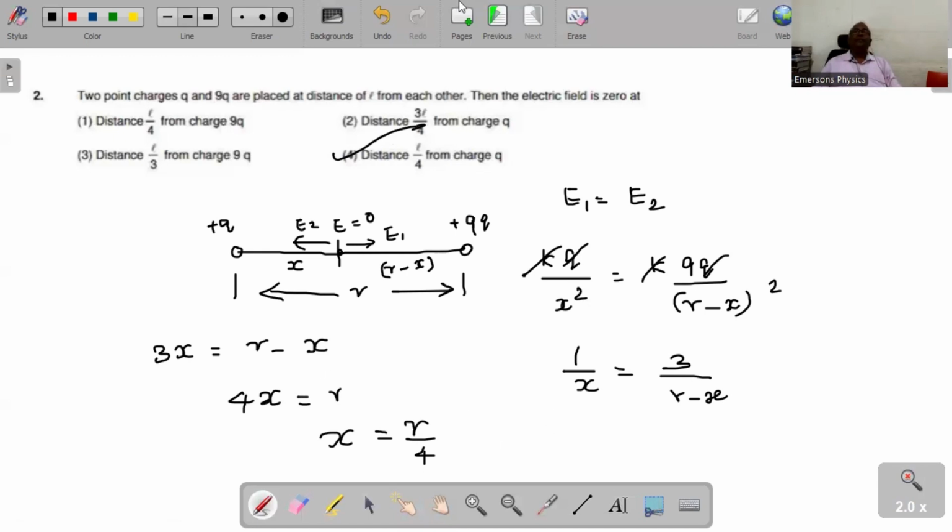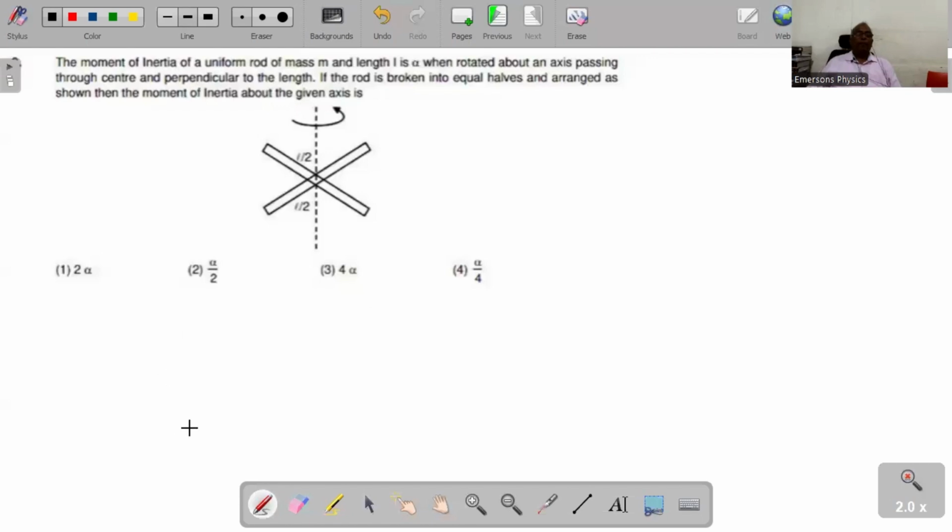We'll go to the next question. In the question, the moment of inertia of a uniform rod of mass m and length L is alpha when rotated about an axis passing through its center perpendicular to the length. This is a rod whose length is L. The moment of inertia about the center will be mL squared by 12, so alpha is mL squared by 12. This is the first part of this problem.